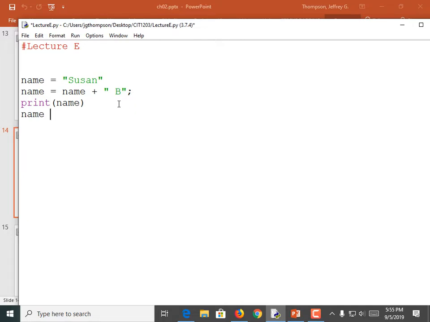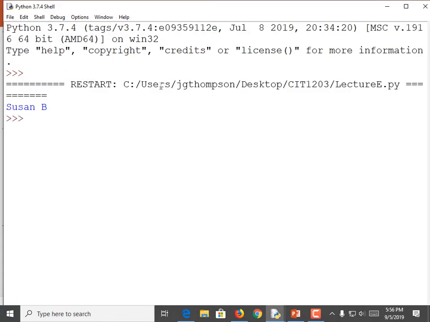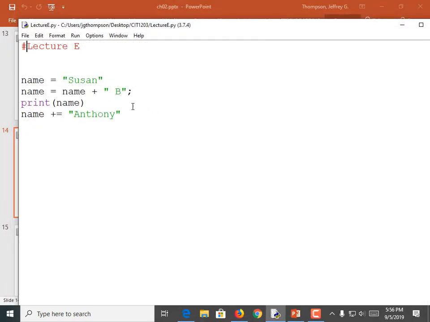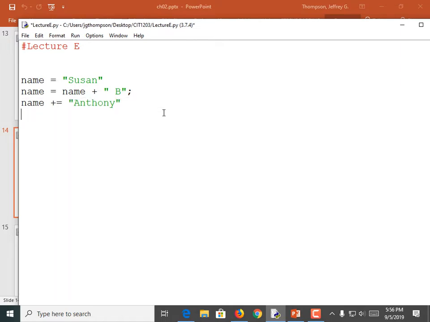You can do the short form, name plus equals, quote. And if I just put Anthony here, then there's going to be no space between the B and the A, right? If I just put Anthony like that, and run, I won't like the results. Well, I don't like the results because I didn't print out the variable, right? How about I move that print name to underneath that business? Print parentheses name.